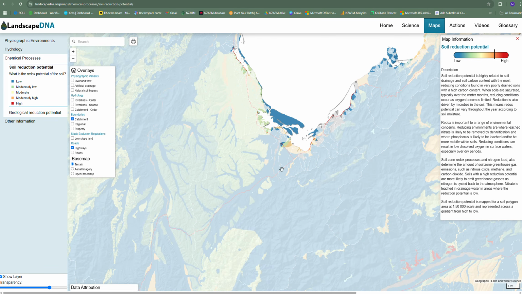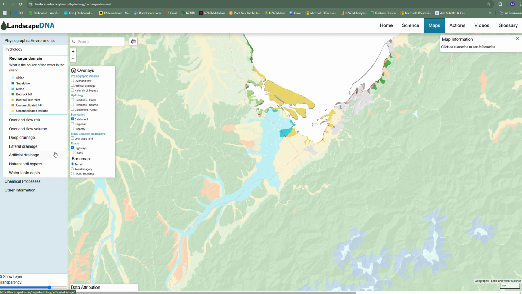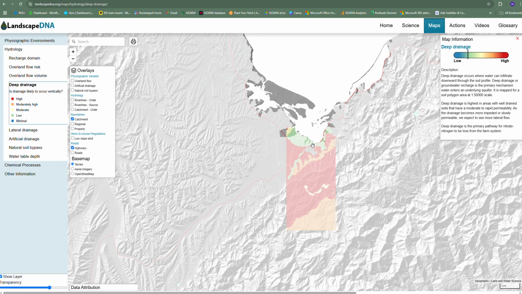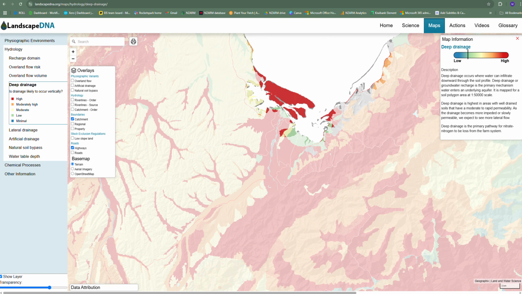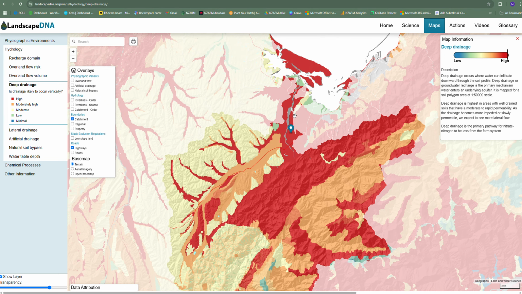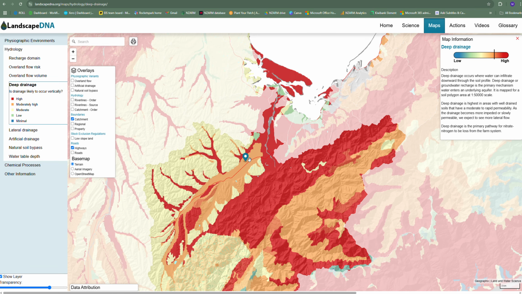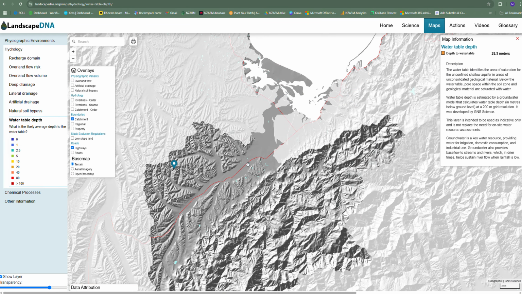One thing we might want to further investigate, let's go back to hydrology and look at groundwater. Deep drainage, let's have a look at that. So we've got, go back to our catchment, here we go. We've got deep drainage occurring in plenty of these places. And if we click, we've got moderate and all the way up here, somewhere in between as well. Water table depth will be an interesting one in this catchment.